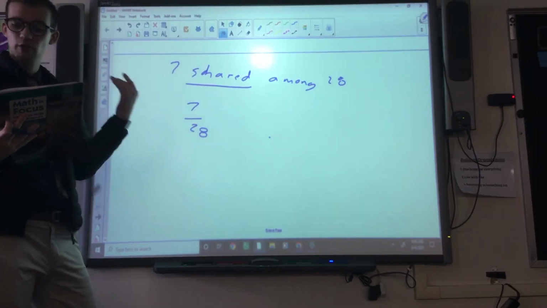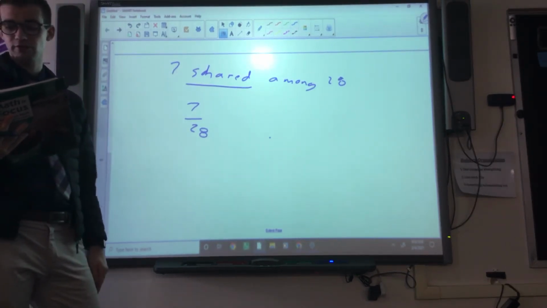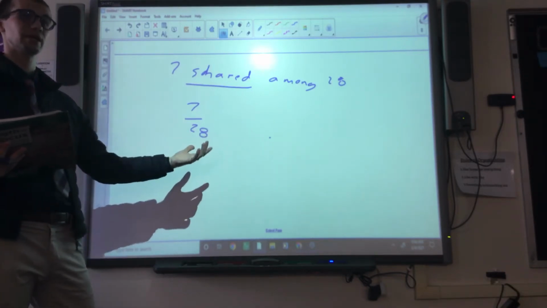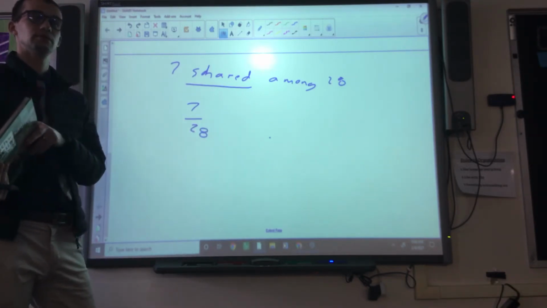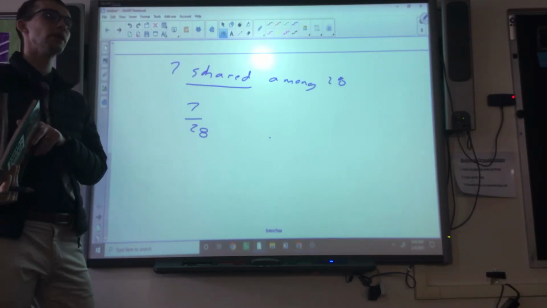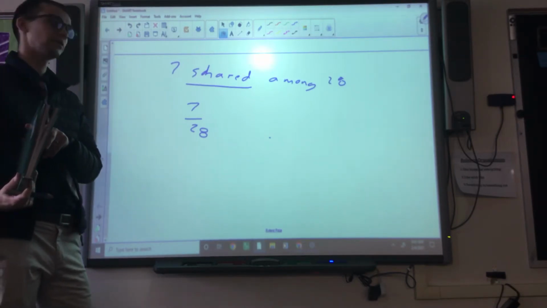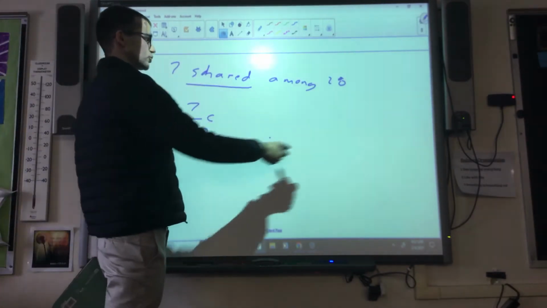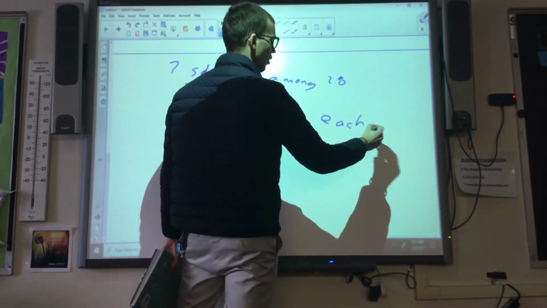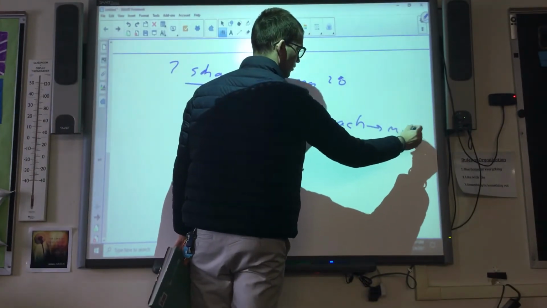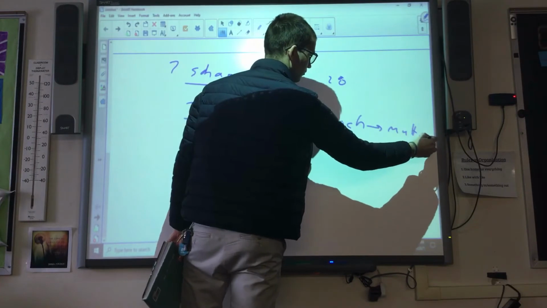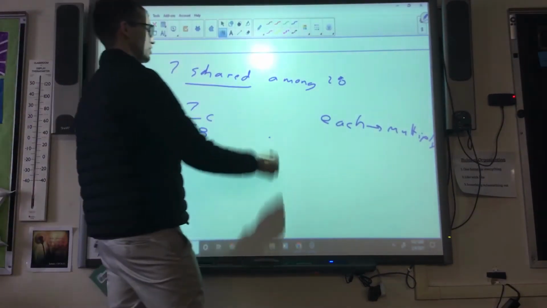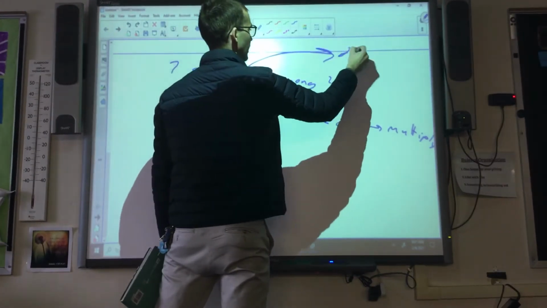And then each stick weighs C grams. Write an algebraic expression for the weight of the clay each student receives. So they would get 7 over 28, but each one weighs C grams, which means 7 over 28 C, because "each" often also means multiply. Anytime you have "share," that's divide.